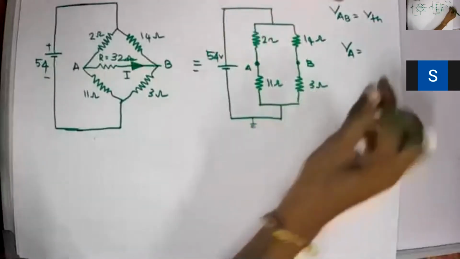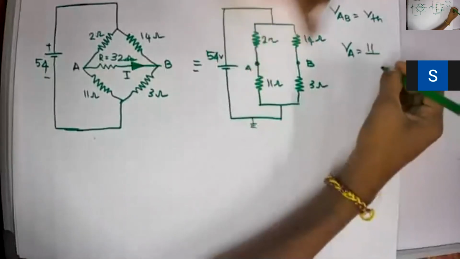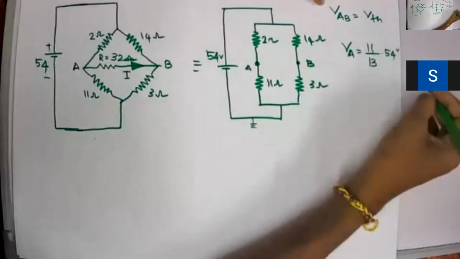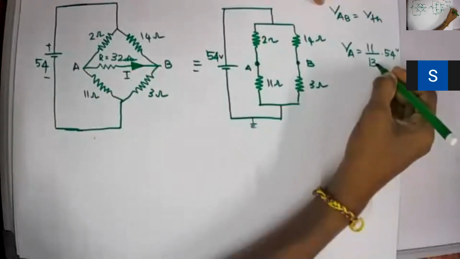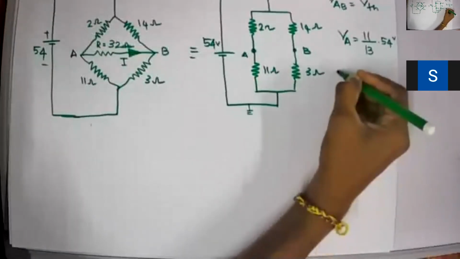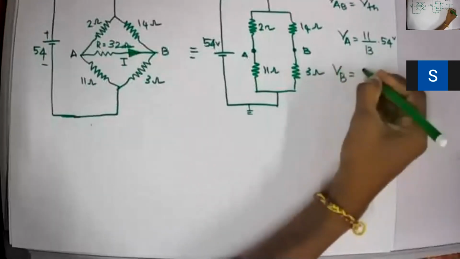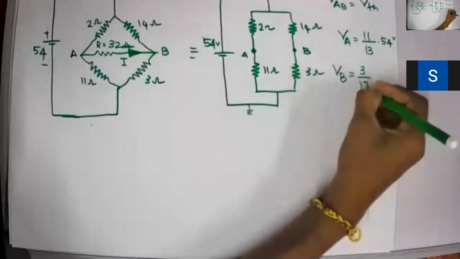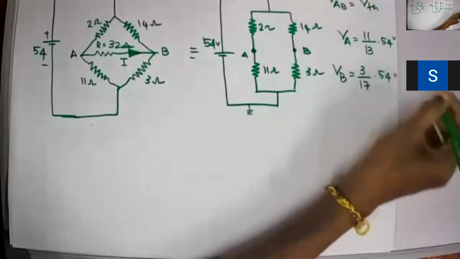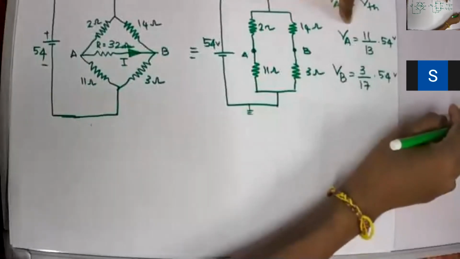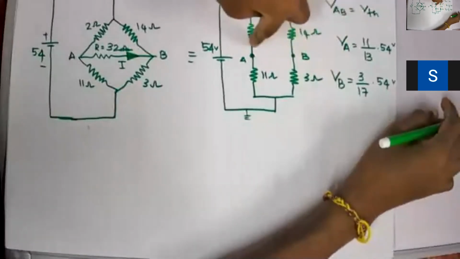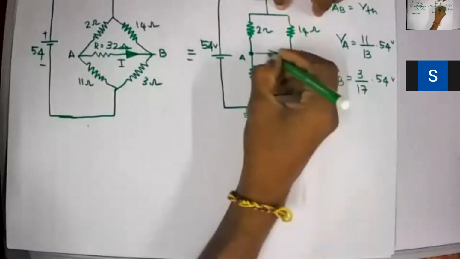So the voltage across the 11 ohm resistor will be 11 divided by 11 plus 2, that is 13, into 54 volts. Am I right? Similarly, I can write my VB as 3 divided by 3 plus 14, that is 17, into 54 volts. Where the voltage is higher, VA is higher and VB is lower. Am I right? So the current direction is going to be in this direction.